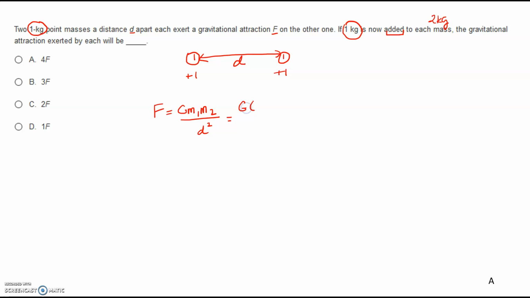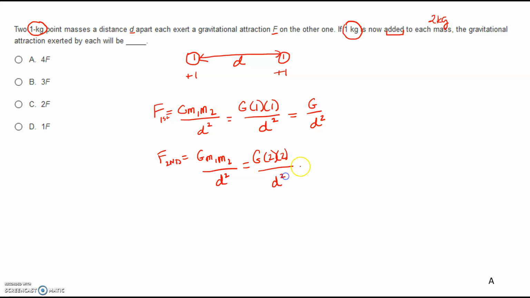Which is going to be G times 1 over d squared, which is equal to G over d squared. So this is the first scenario. In the second scenario, I have the same formula, but I'm going to plug in 2 instead of 1 for my masses. So the answer is A, because of this.